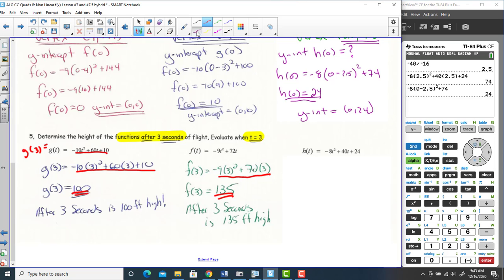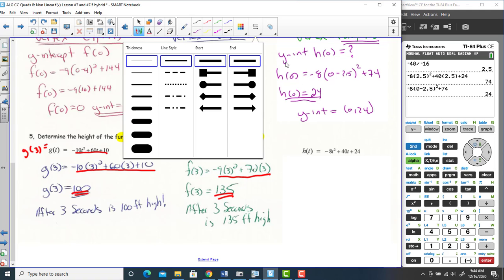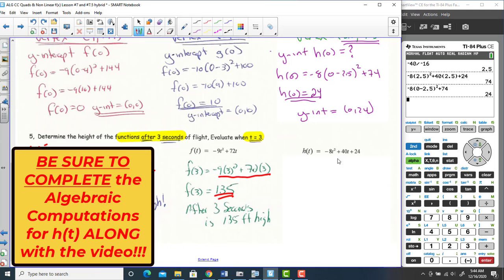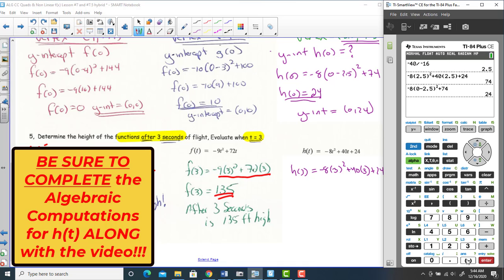And if we do the same thing for Hopeful Launch, that would require us to put 3 in place of x, or in this case t. So Hopeful Launch after 3 seconds would equal -8 times 3 squared plus 40 times 3 plus 24. And if we evaluated it algebraically, we could go to our calculator on our home screen and substitute into the expression for Hopeful Launch 3 in place of t, and evaluate.